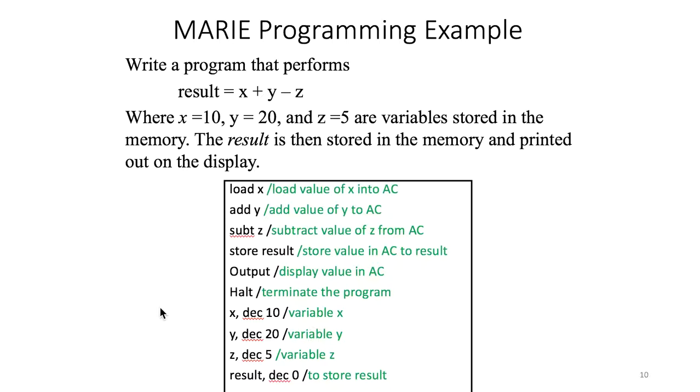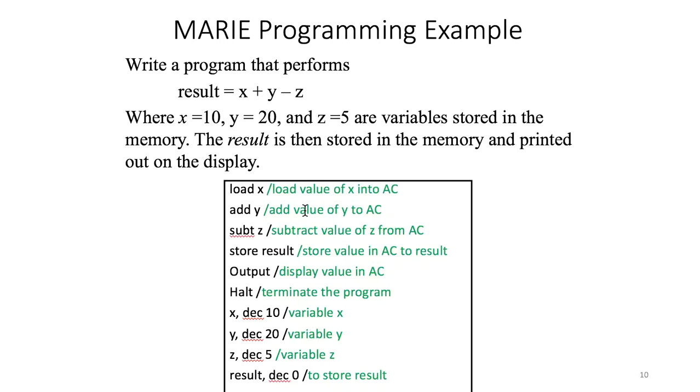So here is a simple example of MARIE programming. In this program, we write a program that performs the addition of the value in x with the value in y, and then we subtract the value of z, and the result is stored in a variable named result. We assign x equal to 10, y equal to 20, and z equal to 5. All the variables are stored in memory, and the result will be stored in memory and printed out on the display.